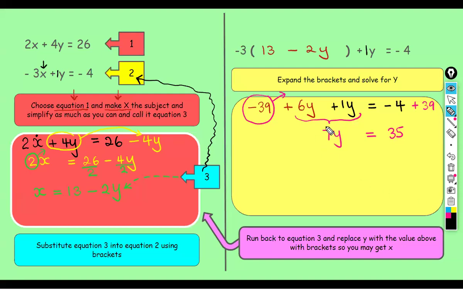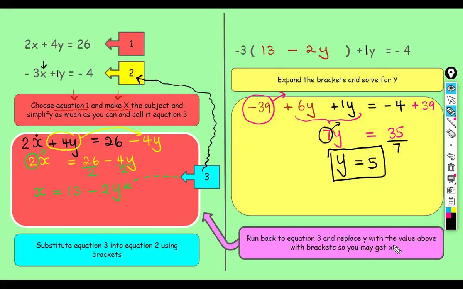We still have to solve for y. This 7 is touching the y, so he's a multiply. When you throw across a multiply, you get a divide. How much is 35 divided by 7? 5. How many people got 5 for y? We almost finished. Remember, the aim of a simultaneous equation is to solve for x and to solve for y. We have just solved for y.